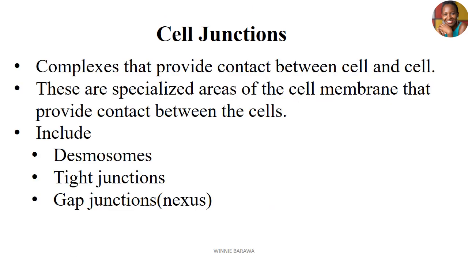And the cell junctions, by definition, are complexes that provide contact between one cell and another cell. They're specialized areas, and the main reason is to provide that contact between one cell to the other. So we have the 3 junctions that we are going to focus on, and that is the desmosomes, that we also call the adherins. We have the tight junctions, and then we have the gap junctions, also known as the nexus.